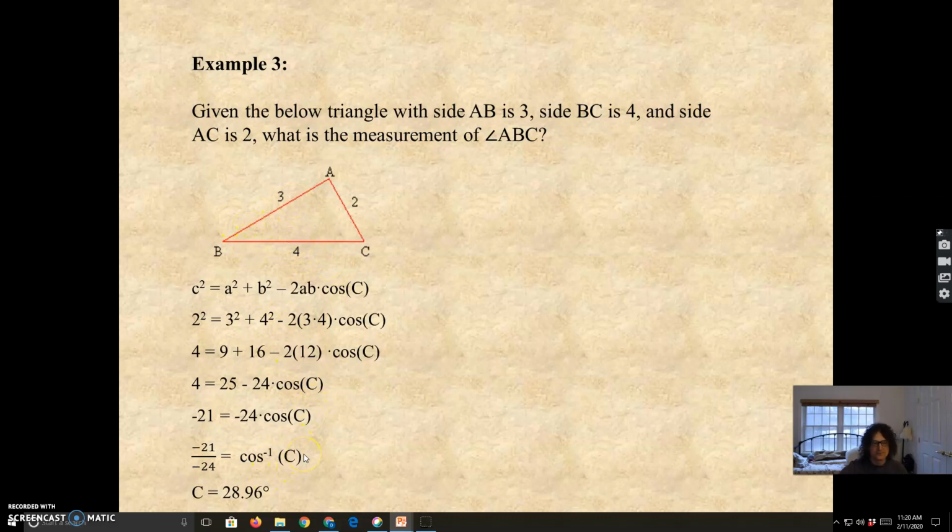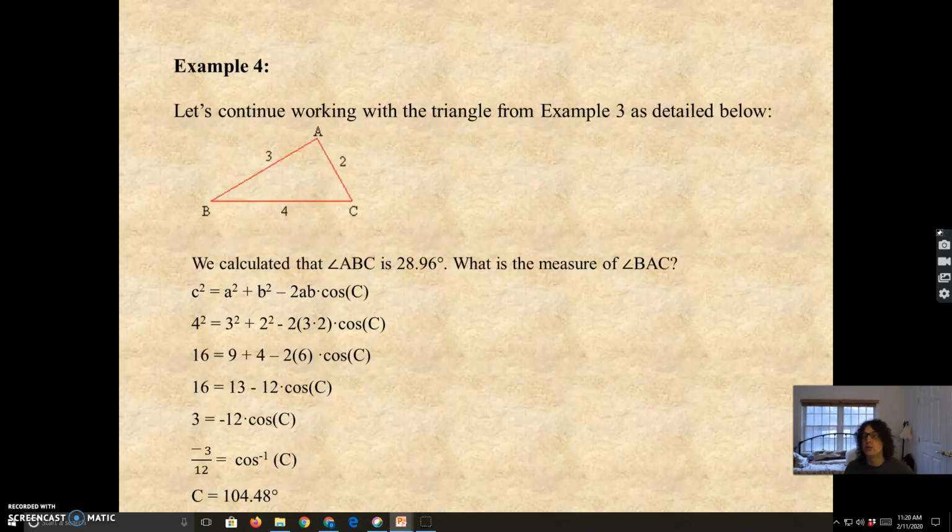28.96 degrees. Example 4, let's continue working with the triangle from example 3, and here it is. Now we calculated angle ABC was 28.96 degrees. What is the measurement of angle BAC? Now that would be opposite the largest side, so it's going to be the largest angle.